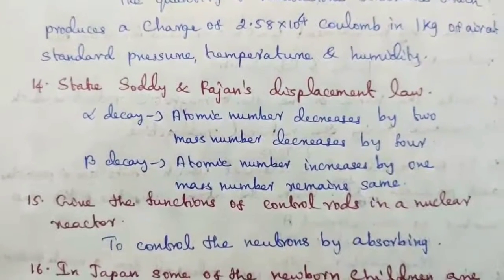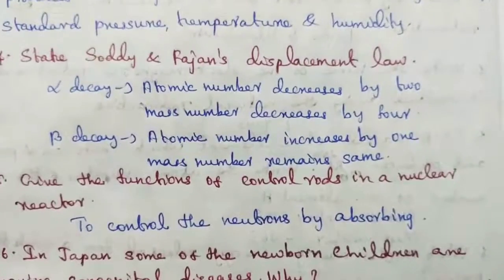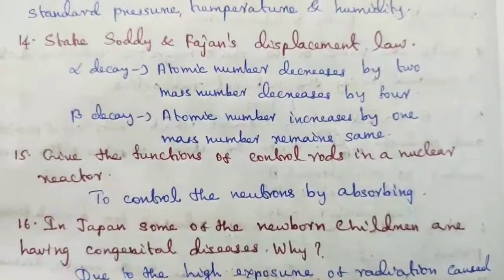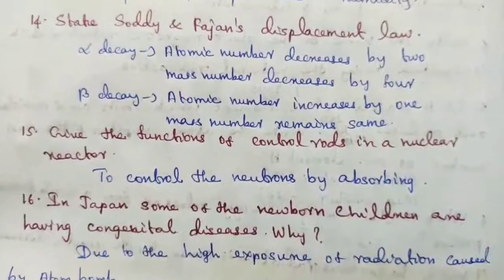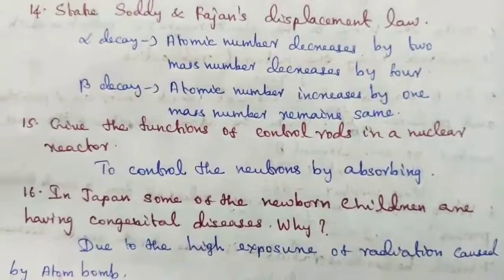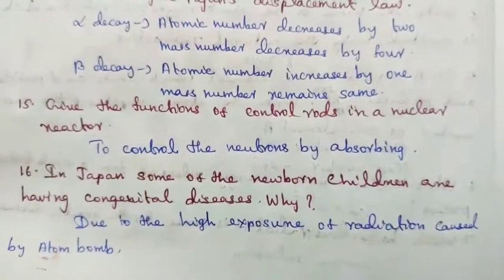Give the function of control rods in a nuclear reactor. To control the neutrons by absorbing them. In Japan, some of the newborn children are having congenital diseases. Why? Due to the high exposure to radiation caused by the atom bomb.